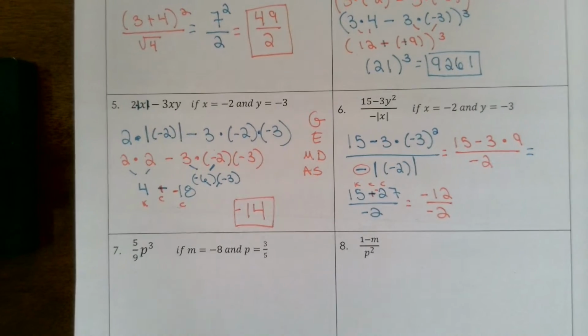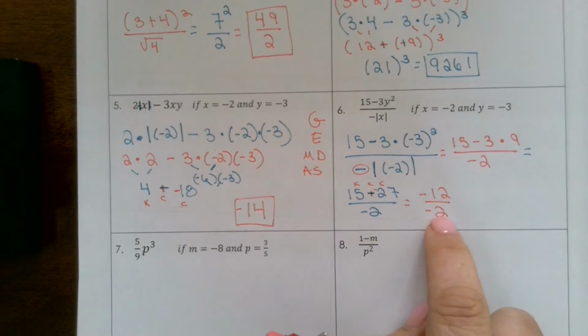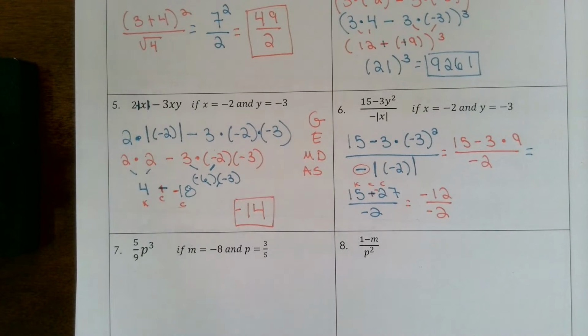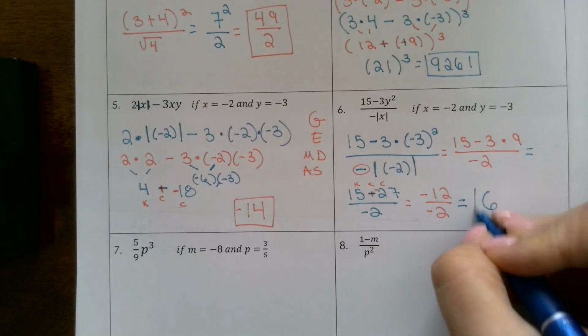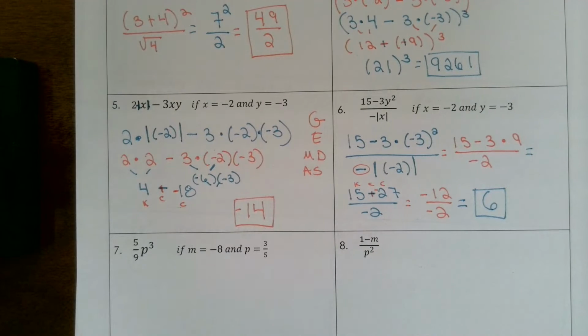Remember that fractions are division, so this really says -12 divided by -2. A negative divided by a negative is positive, and 12 divided by 2 is 6. So my answer is 6.